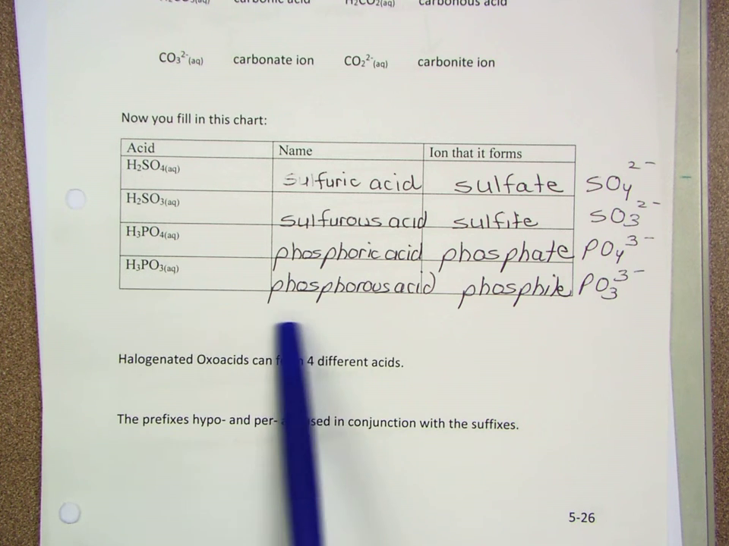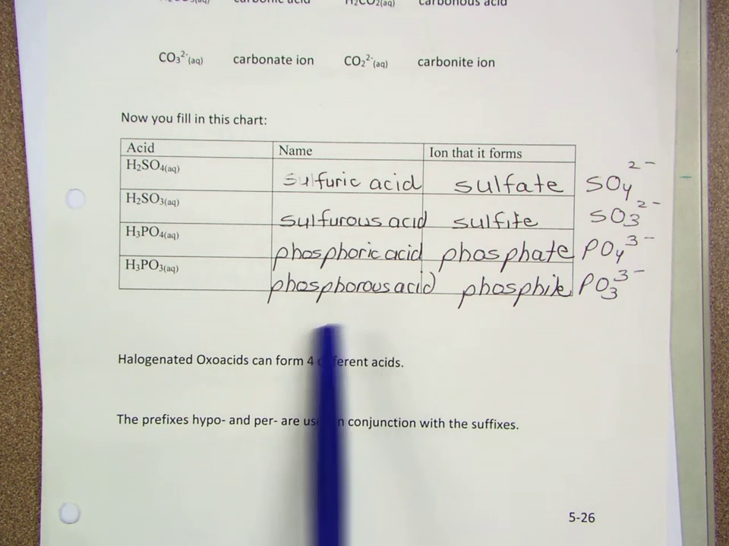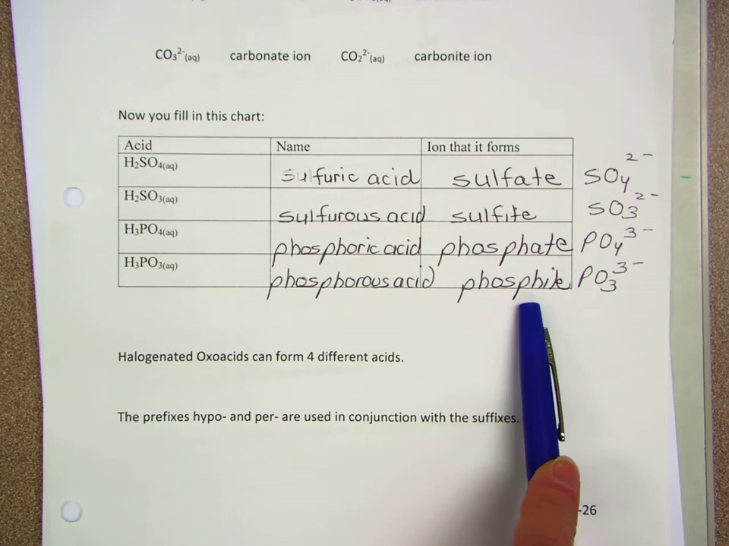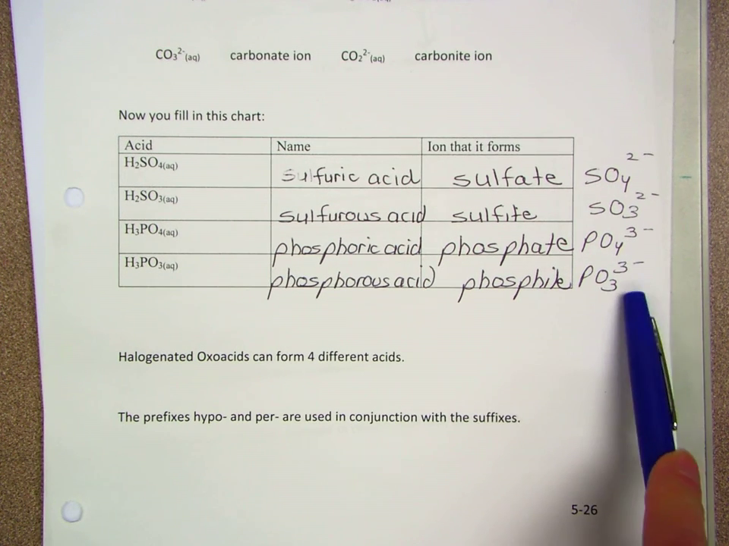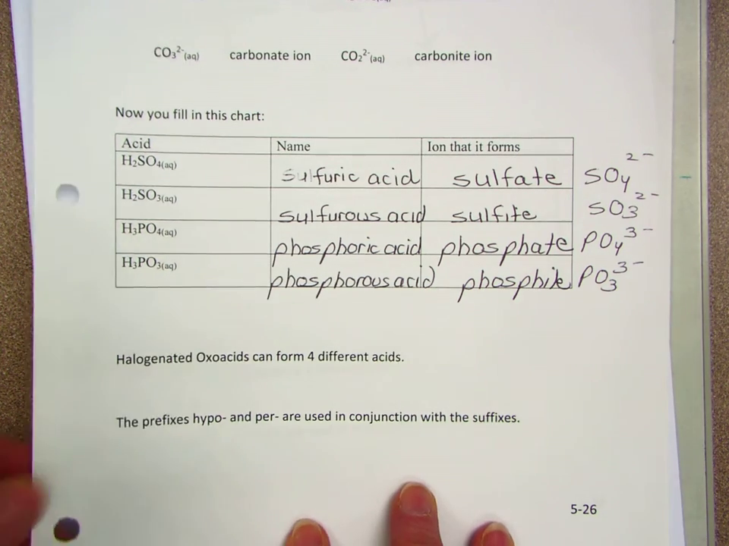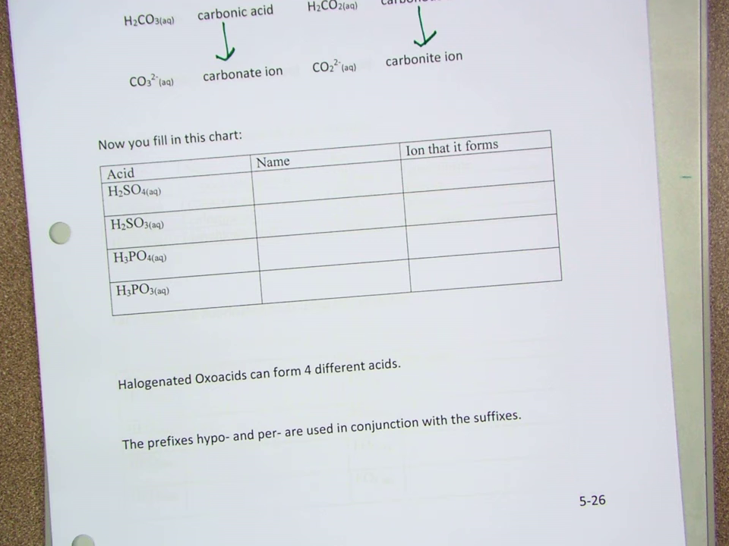And H3PO3, phosphorus acid. Now it looks like phosphorus, but we call it phosphorus acid. We put the accent on a different syllable and it sounds different, spelled the same way. And it makes the phosphite, PO3 3 minus. So now when we start to look at these, you really have to know those ions.